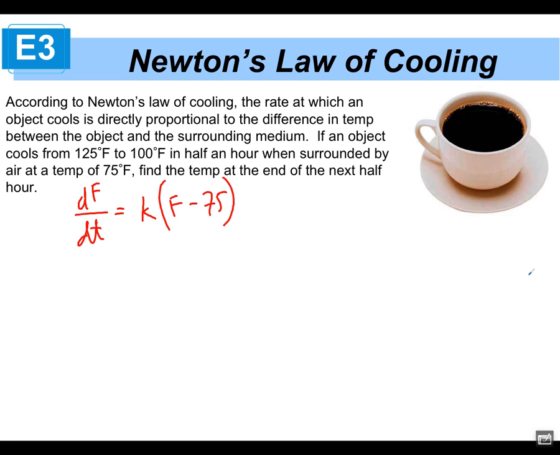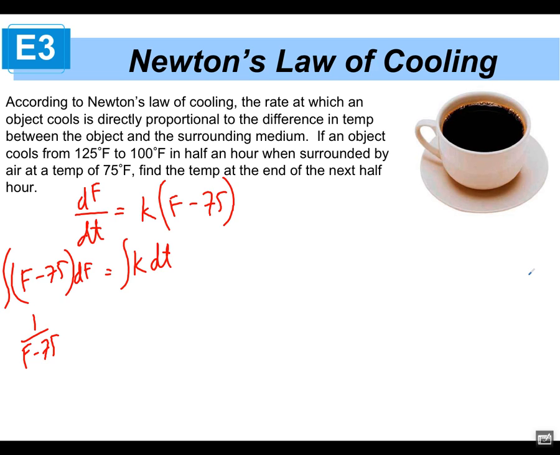Separable differential equation, first thing I do is separate the differentials. I'm going to divide by this whole mess. And things will start to look familiar, but it's a little bit different. The right side looks identical, so that'll work out just peachy keen. What about the left side? One over F minus 75.